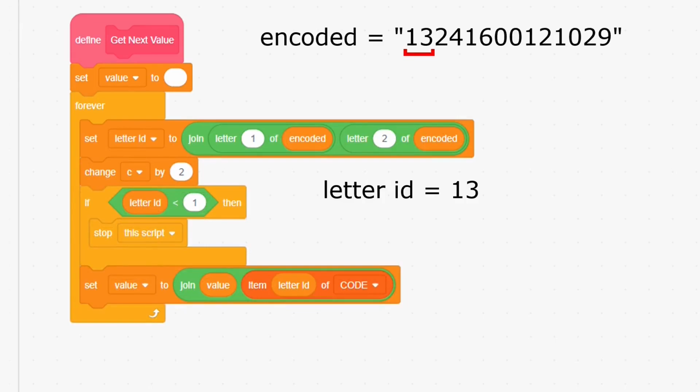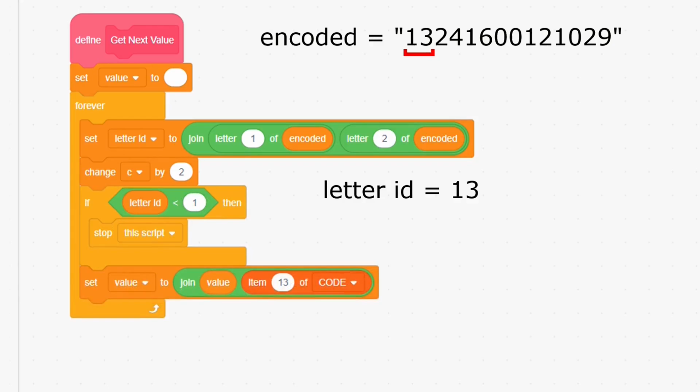At the end of the loop, the value is set to the joint resultant of itself and item letterID of code. Remember, letterID contains the index of the letter that we want to decode. So item letterID of code will become the very letter that we're trying to get. The first run of the loop will result in value becoming D.